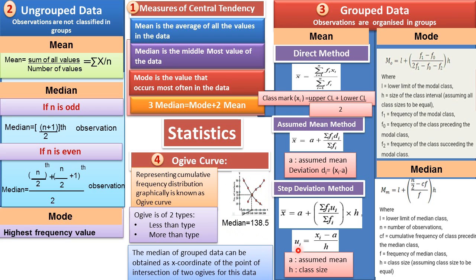These are all the various information that you need to remember in solving problems in the chapter Statistics. We have seen what the measures of central tendency are, what ungrouped data is, and how to find the central tendency for ungrouped data. We have also seen what grouped data is and how to find the mean, median and mode for grouped data: the mean by three methods, and the mode and median formulas. We also saw what an ogive curve is, and how to find the median from these ogive curves.